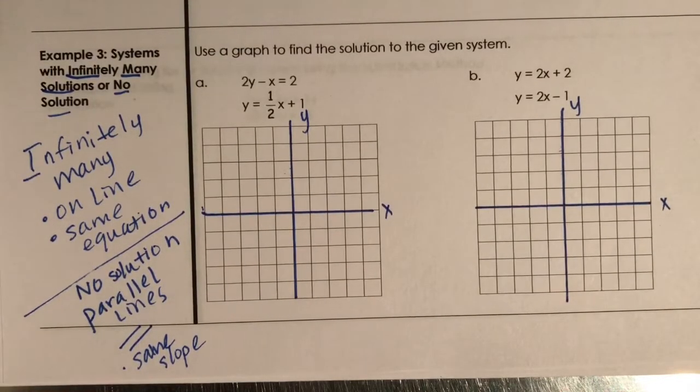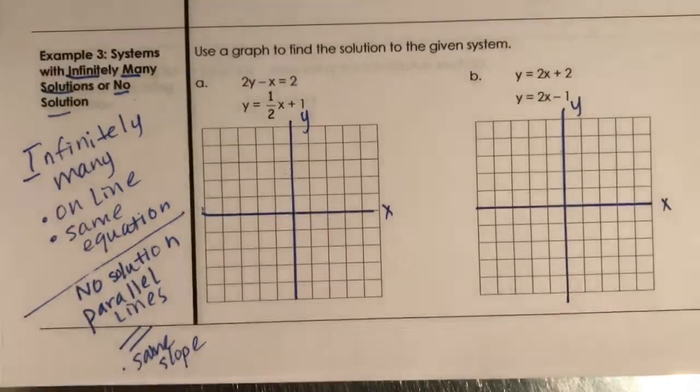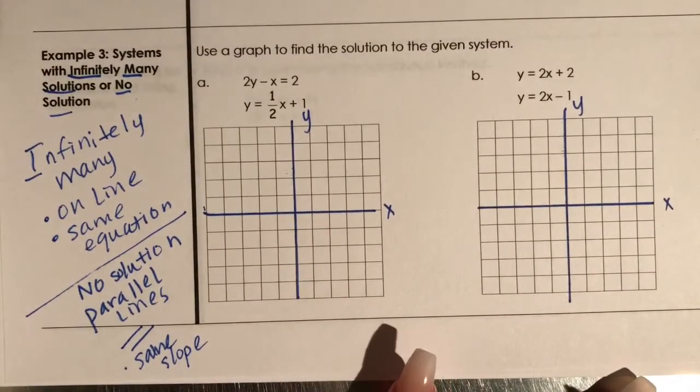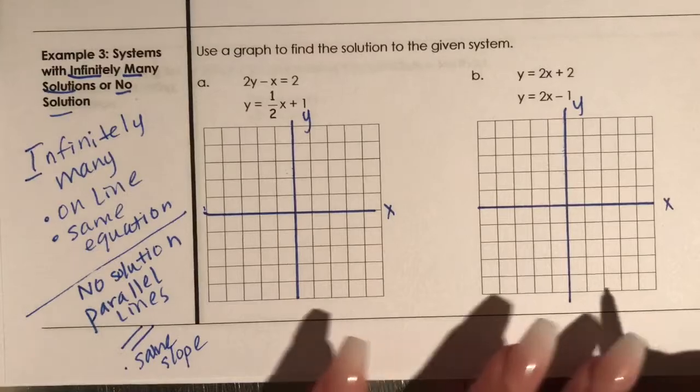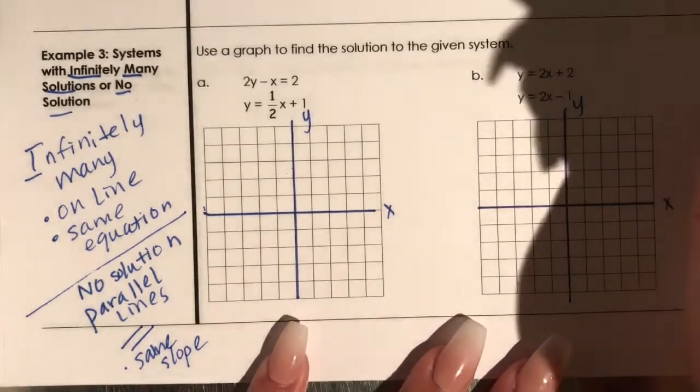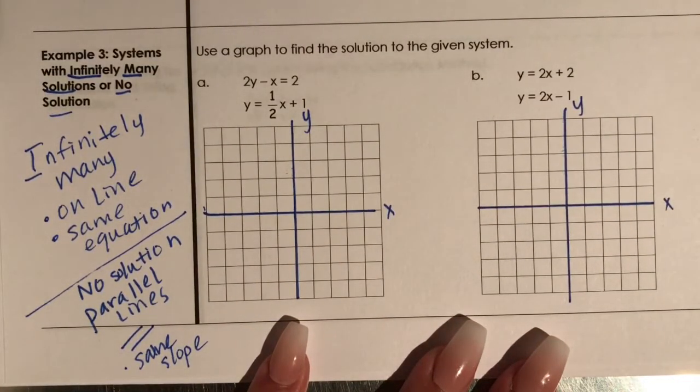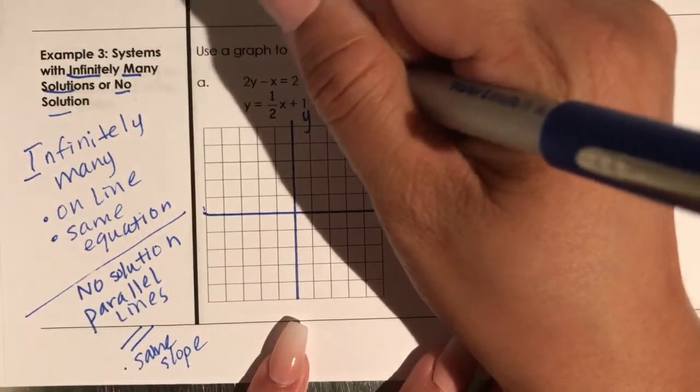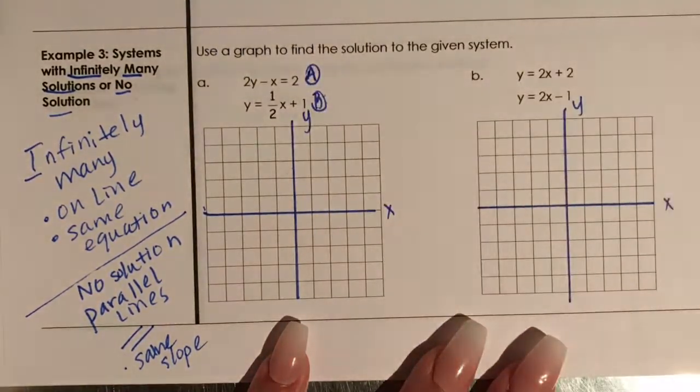So, let's look at equation 2x minus y equals 2. I want this in slope-intercept form. So the first thing I want to look at is equation A and equation B.